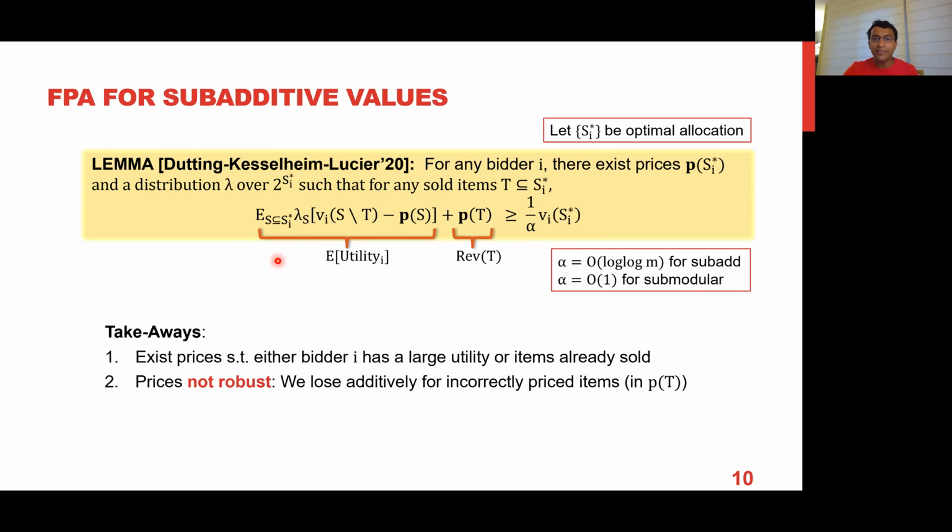However, if you naively try to apply this lemma, it's not really robust. Robust in the sense that if you guess correctly the prices of only 1/10 of the items and 90% are incorrect, it's not at all clear that you're getting a 1/10 approximation of your welfare. Because for the items that you don't guess correctly, you're really losing additively. They appear in this revenue and they appear in this P of theta, which is not good for you.